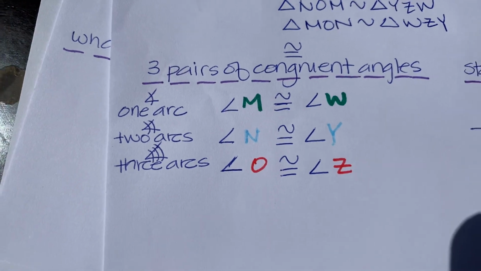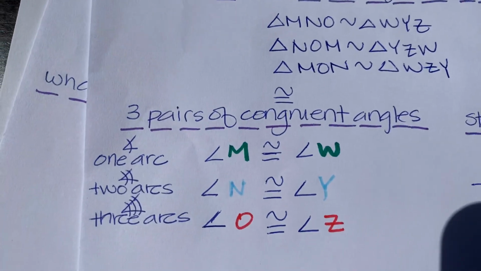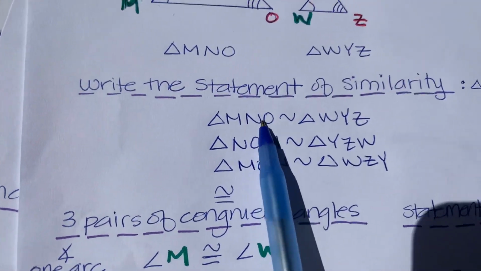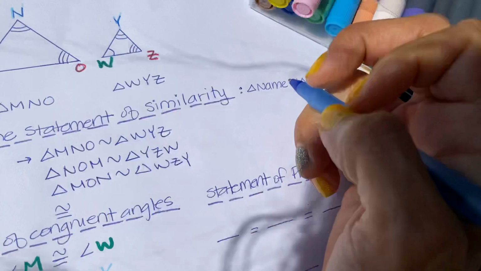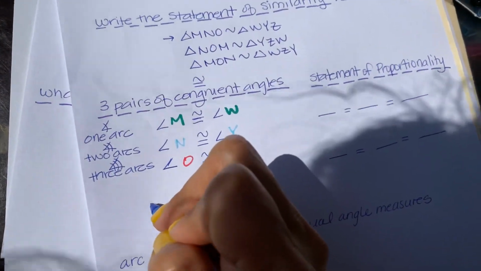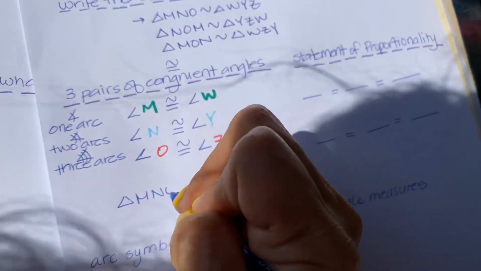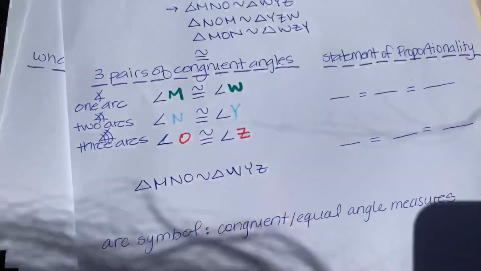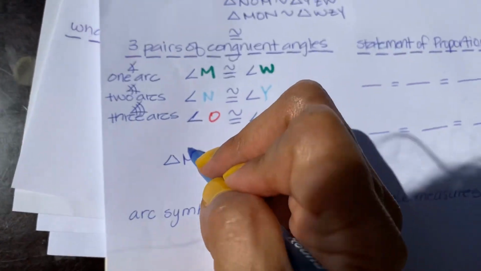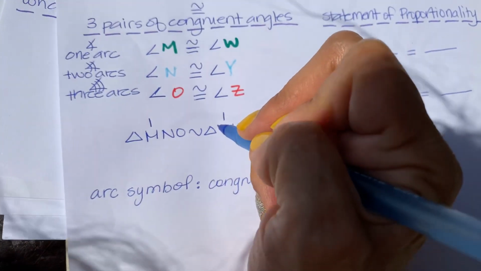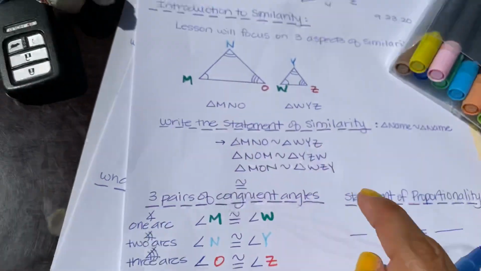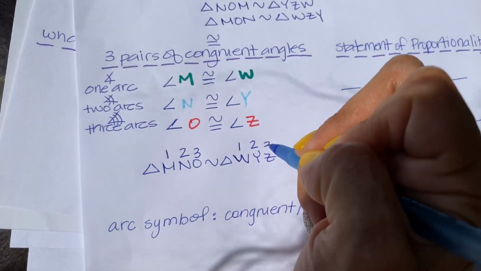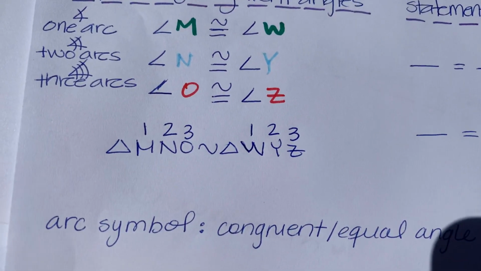Okay, but also notice, in terms of your naming, say, for instance, we're just going to go with this name. So I'm going to rewrite it very big here. M-N-O, this similarity statement, right? We're going to choose that one. W-Y-Z. For the sake of numbering, this is my first vertex in the name. This is the second vertex in the name, and this is the third vertex in the name, correct?